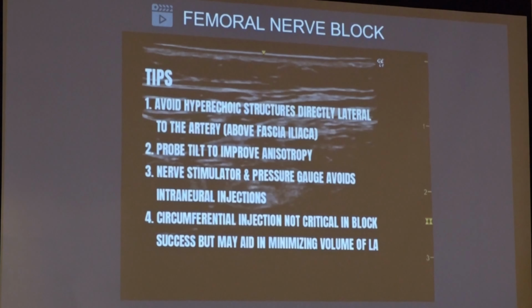Number one is avoid hyperechoic structures directly lateral to the artery, usually superficial to the fascia iliaca. The femoral nerve may exhibit anisotropy, hence tilting of the probe may help improve visualization. The use of nerve stimulator and pressure gauge could avoid intraneural injection. And finally, circumferential injection is not often critical in the block success, but it may aid in minimizing the volume of local anesthetic used for this block.